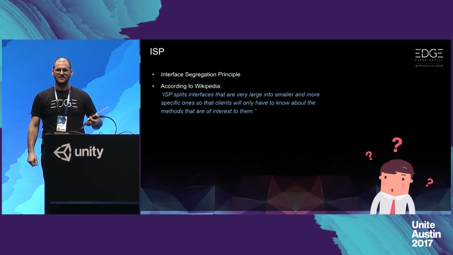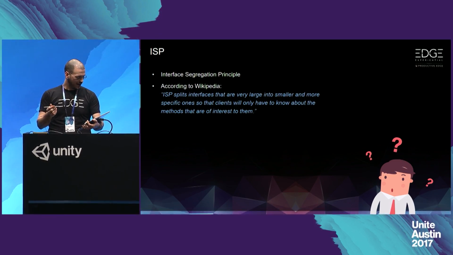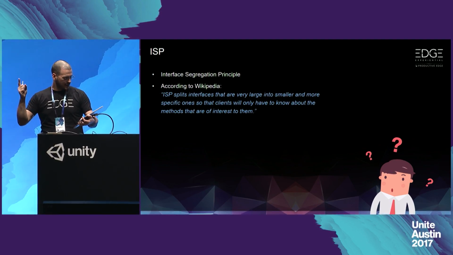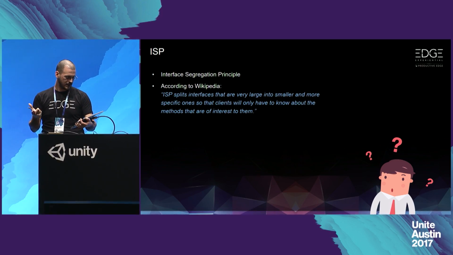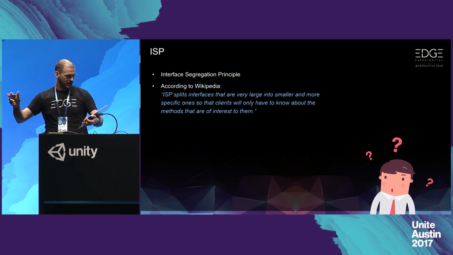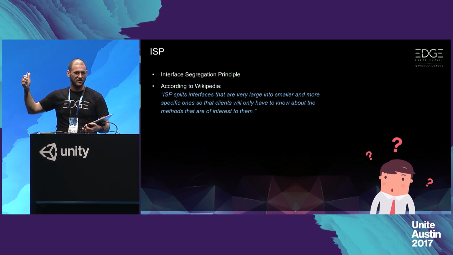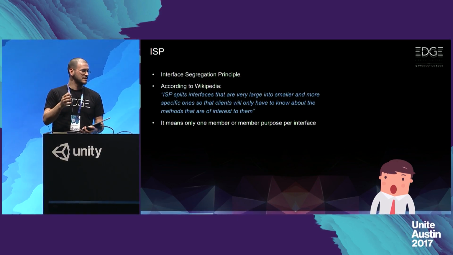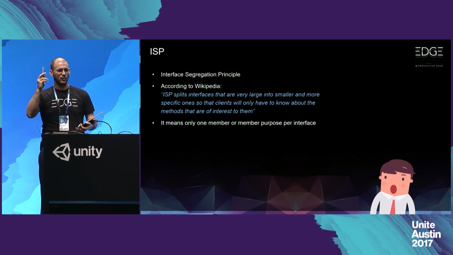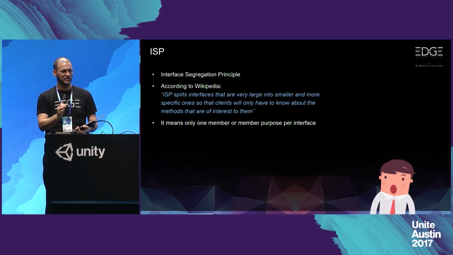And again, the guy came over his shoulder and said, wow, that should be fixed with the interface segregation principle. So he looked it up. ISP splits interfaces that are very large into smaller and more specific ones, so that clients will only have to know about the methods that are of interest to them. Now, there's a couple of ways to look at this. I'll tell you both aspects. But in general, it means that an interface should really only have one member or one member purpose. It should have one thing that it's doing, only one reason to fail.